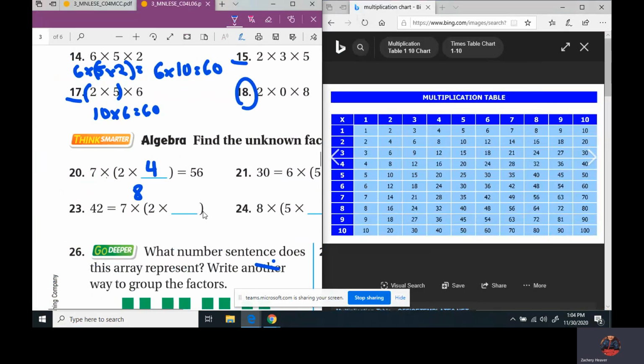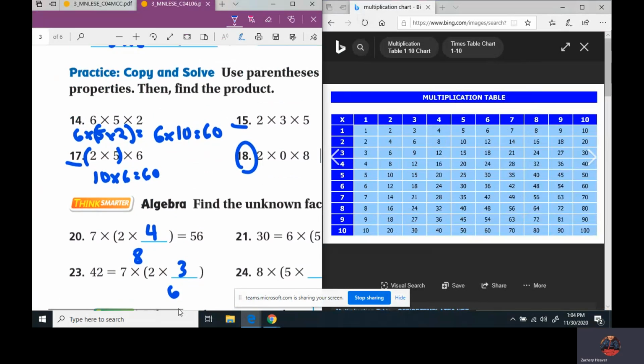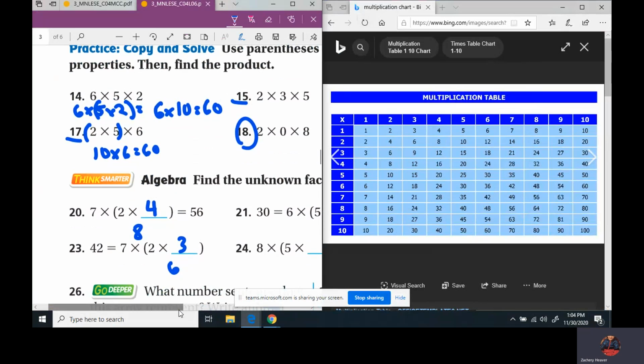What times 7 equals 42? So find 7. 1, 2, 3, 4, 5, 6. So this has to equal 6. 2 times what equals 6? 3. The next one.